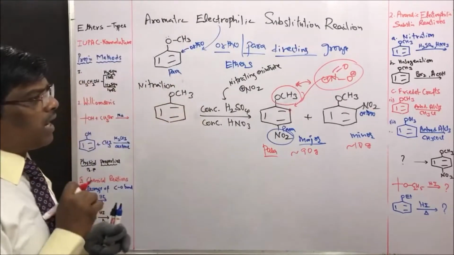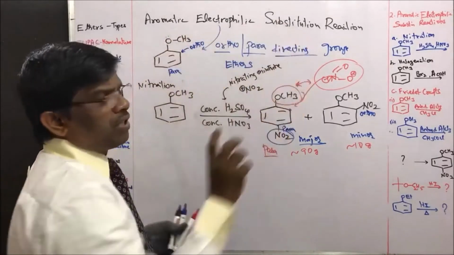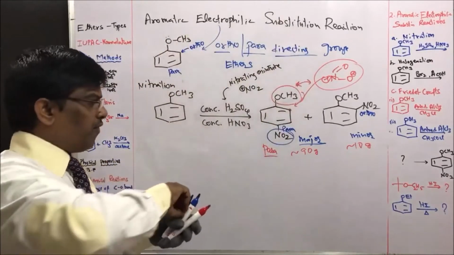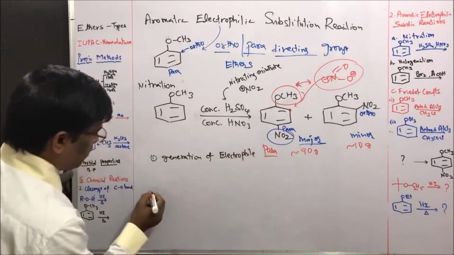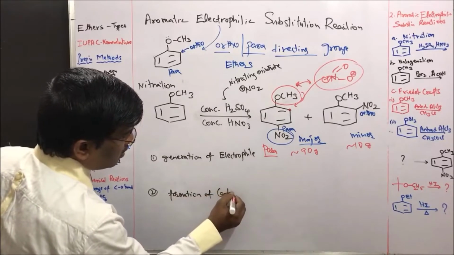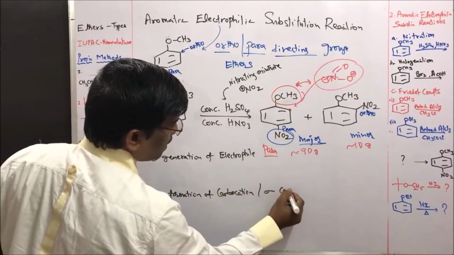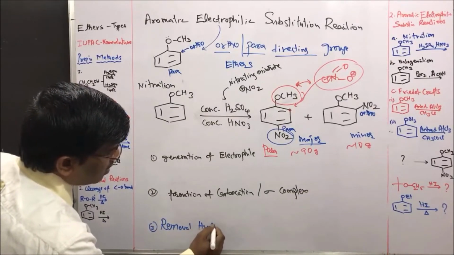And what is the mechanism? Yes, in all electrophilic aromatic substitutions, there will be three steps. The first step is generation of the electrophile. The second step is formation of the carbocation or sigma complex. The third step is removal of hydrogen from the sigma complex.